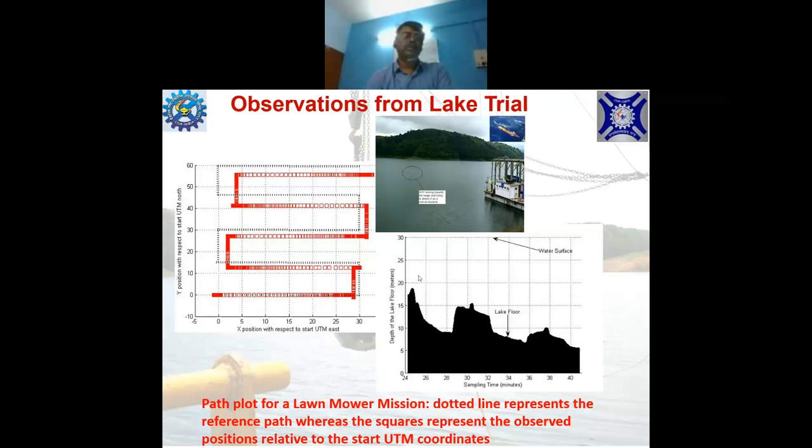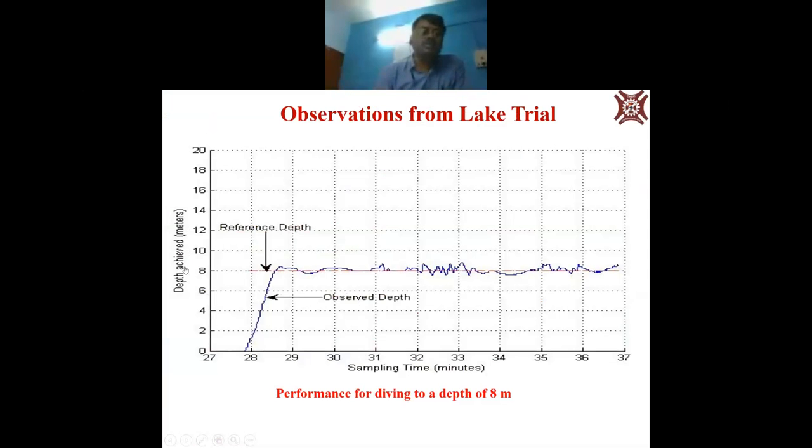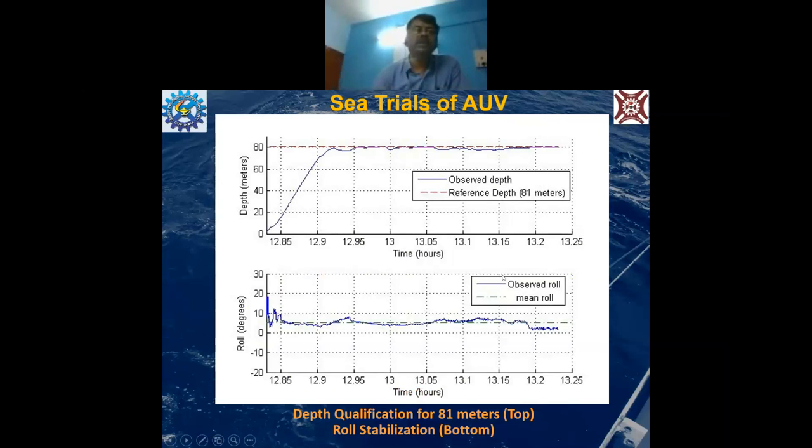Observation from the trial. This is the lawnmower profile. We want to achieve a lawnmower profile. This is the theoretical, desired one, and that is the achieved, real one. So this is the observation from the lake trial. The 8 meter depth we want to achieve, and whatever has been achieved by the vehicle has been plotted. Then this is the 80 meter depth trial. This is the desired depth, and this is the depth achieved by the vehicle, which shows that the controller performs very well.